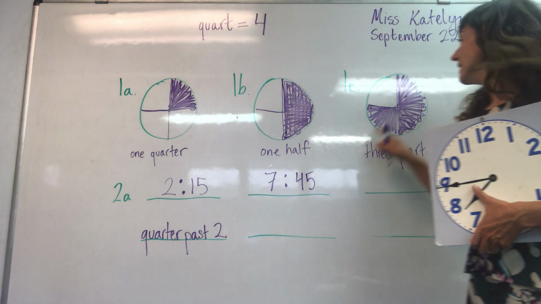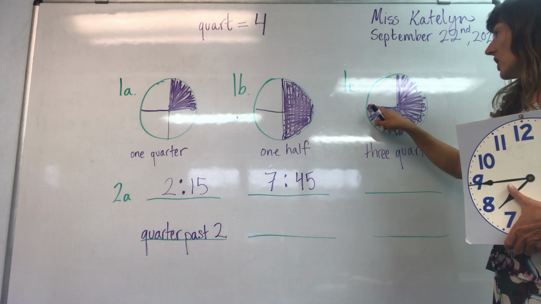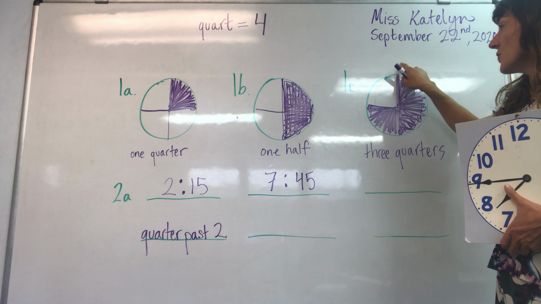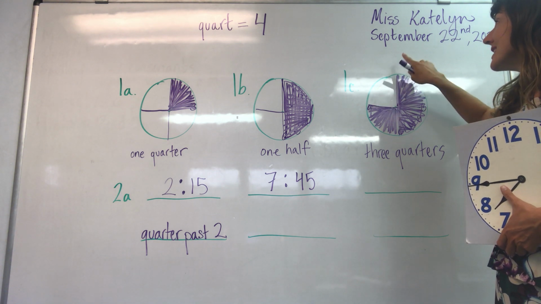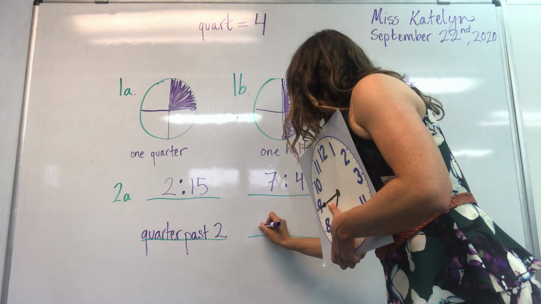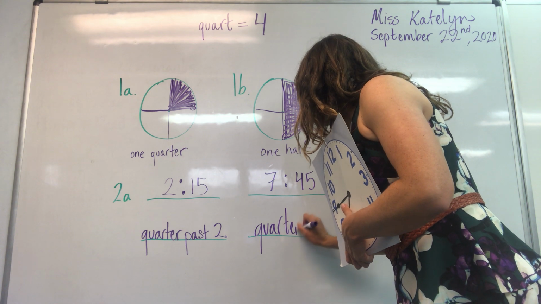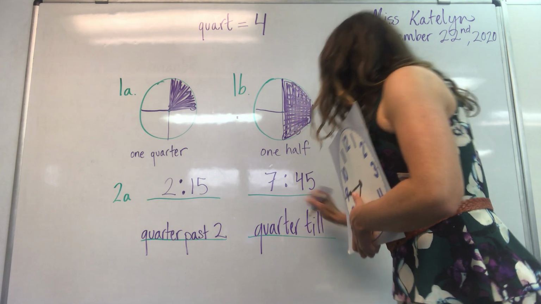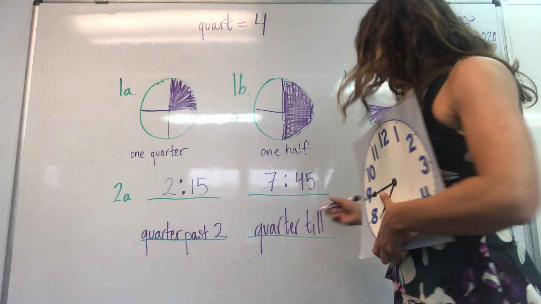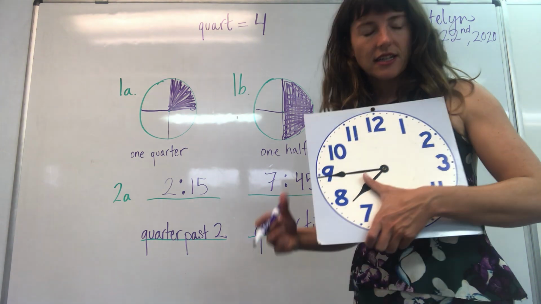That 45 minute looks like this circle. There's 1/4 left until the next hour, so we say quarter till and then the next hour. Quarter till, and the next hour after 7 is 8. That is quarter till 8.